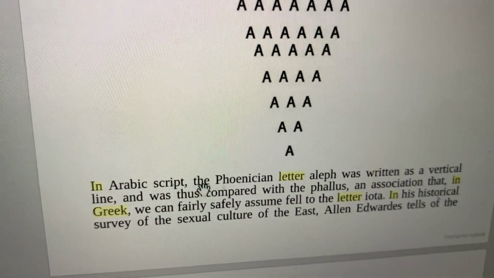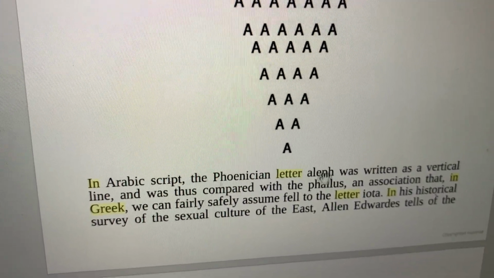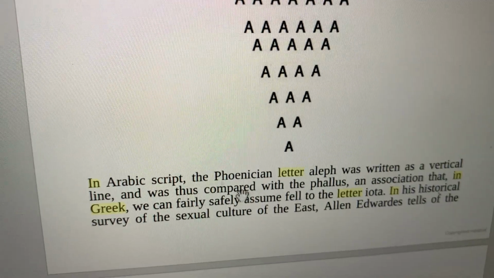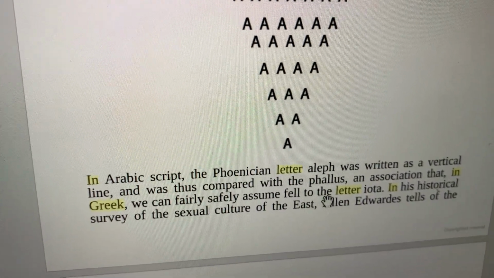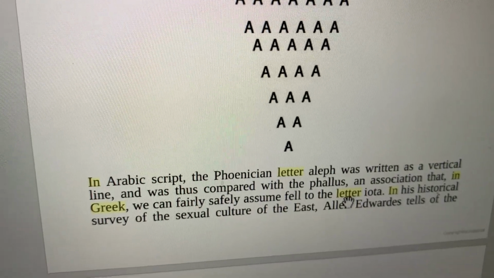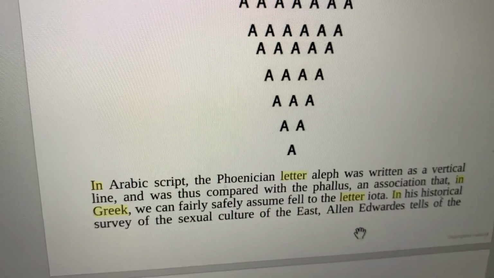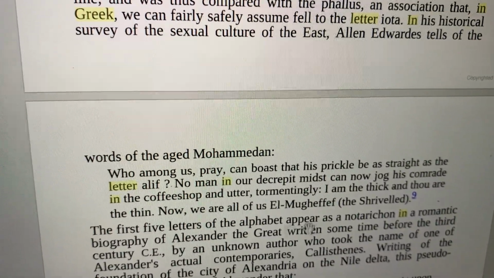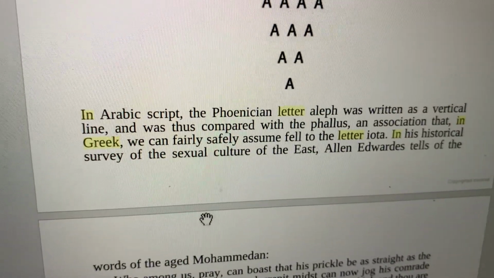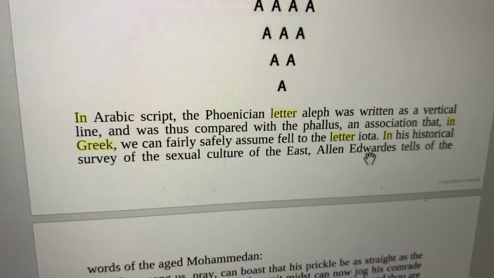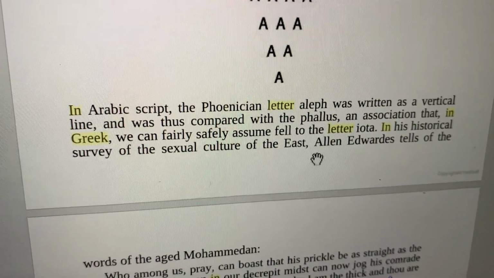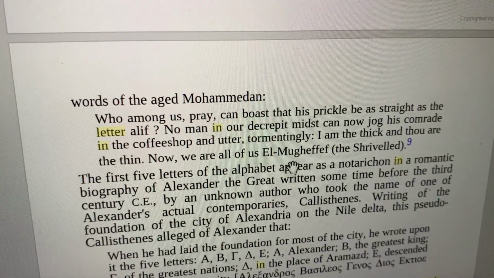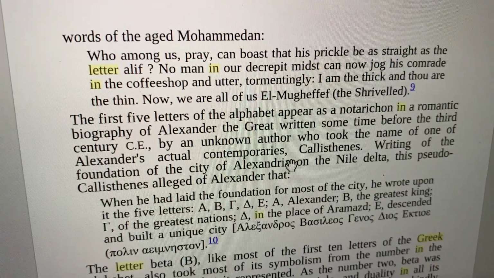Okay, in Arabic script, the Phoenician letter Alf was written as a vertical line, and it was thus compared to the phallus, an association that in Greek we can fairly safely assume fell on the letter iota. In this historical survey of the sexual culture of the East, Alan Edwards tells of the words of the age. So they're just talking about how it was used in association with different things. And then yeah, then he goes on. I don't even want to read all this because it doesn't have to do with what I was talking about in the first place. And then it'll keep going.